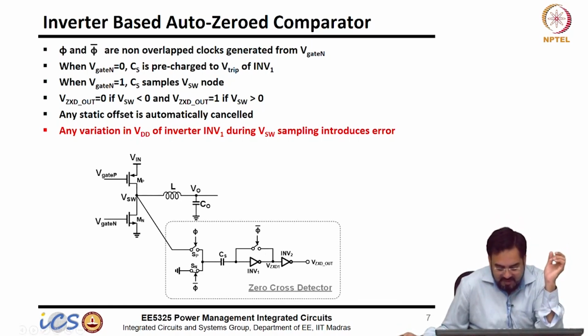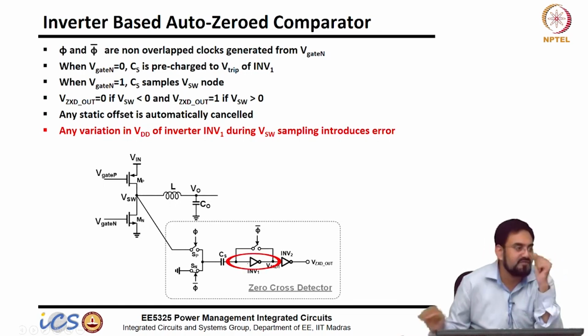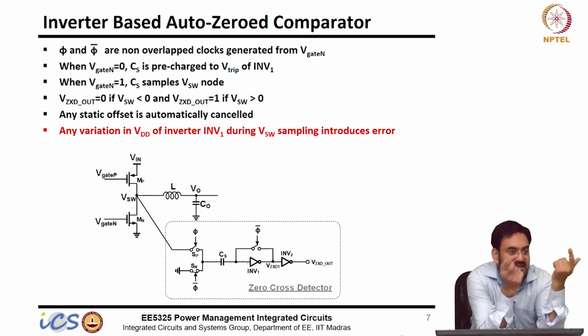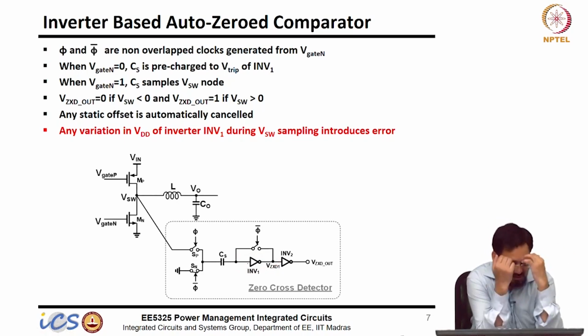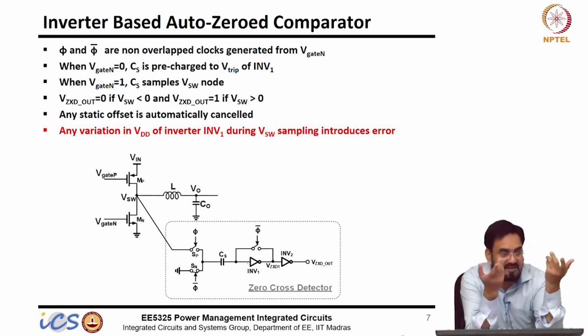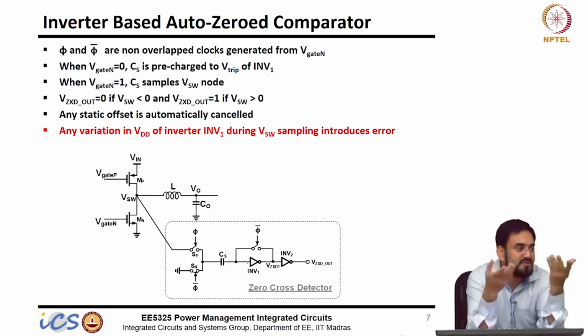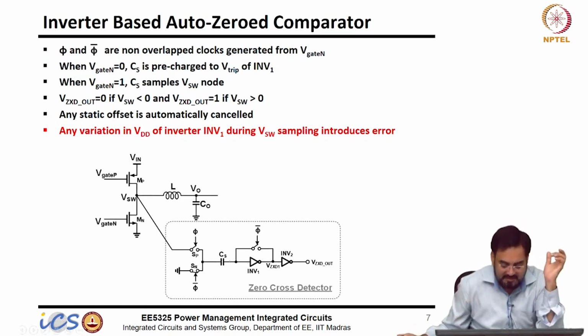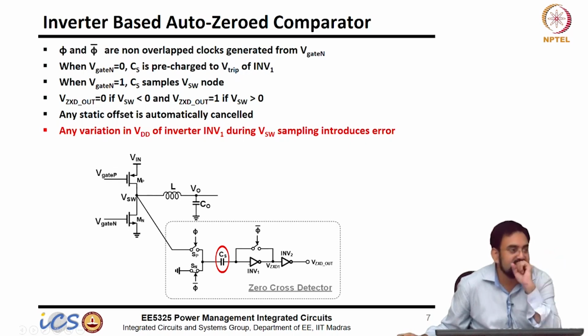What happens if I connect the input and output of an inverter? It will be biased at its common mode. Depending on the sizing, it may not be exactly VDD by 2, it depends how you size it, but it will be biased at whatever trip point you have. The other end of the capacitor is connected to ground, so this capacitor will store the trip point of this inverter.